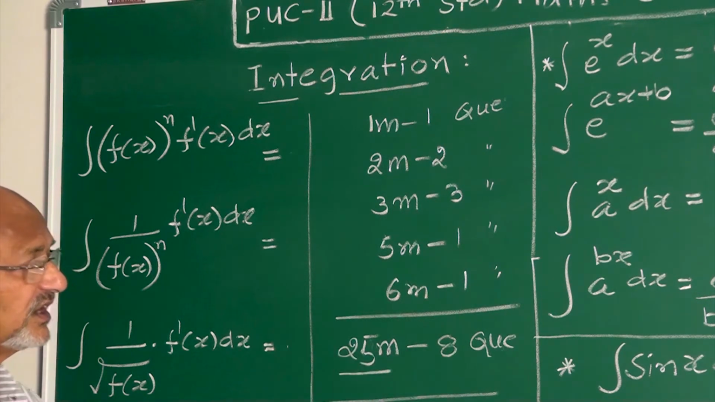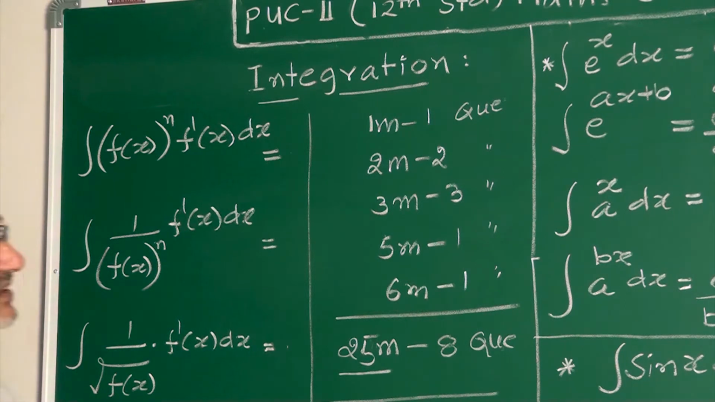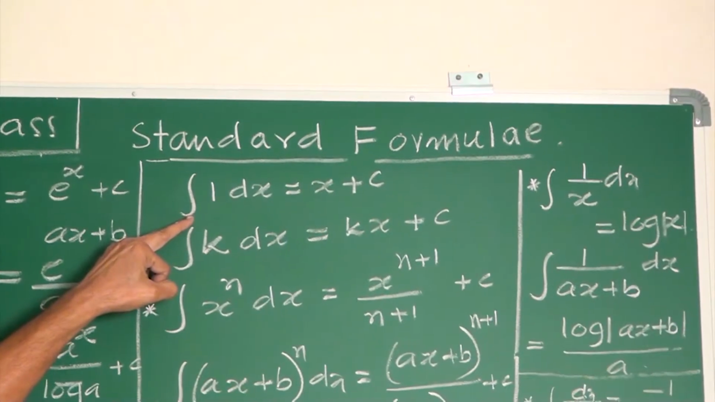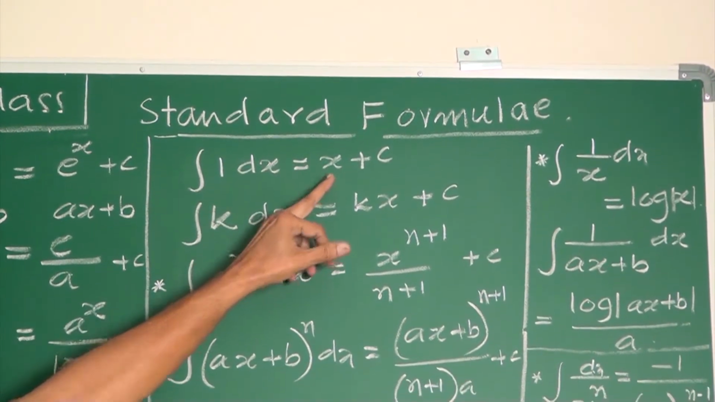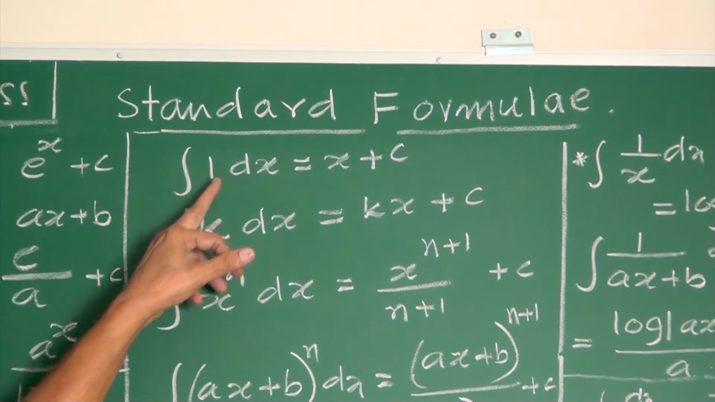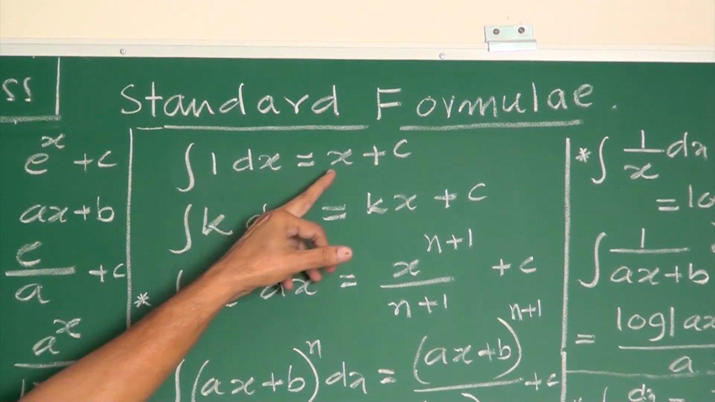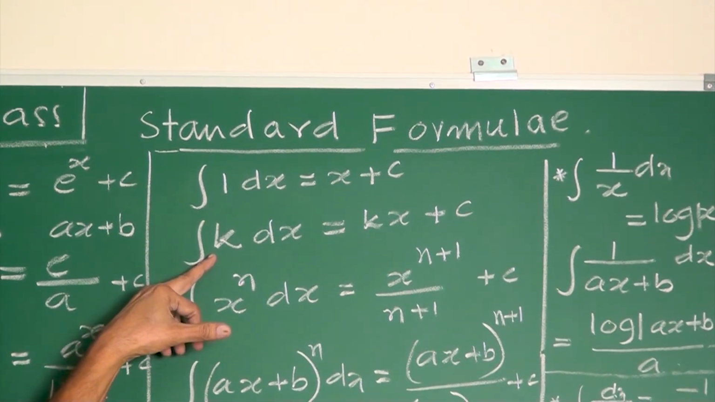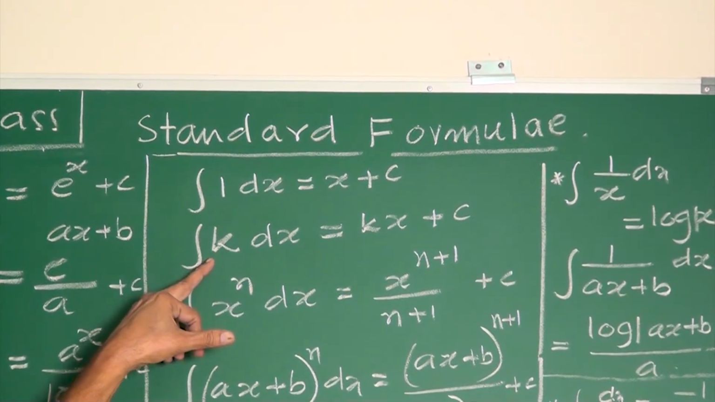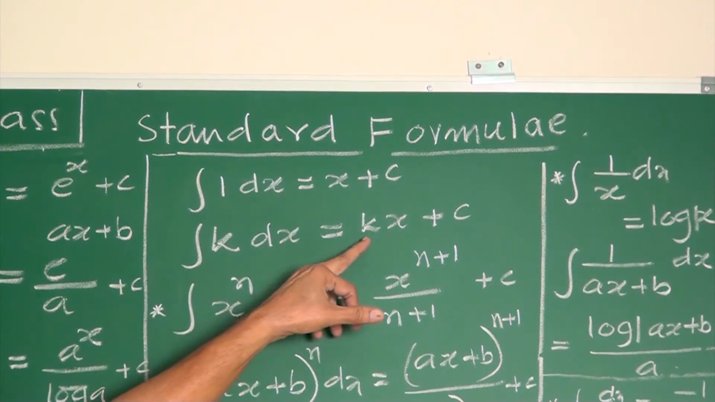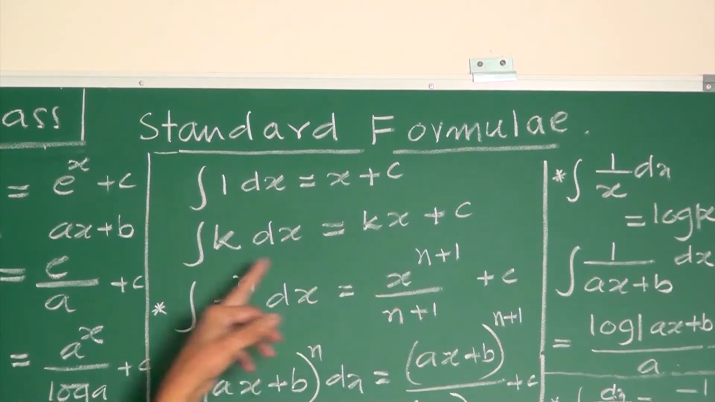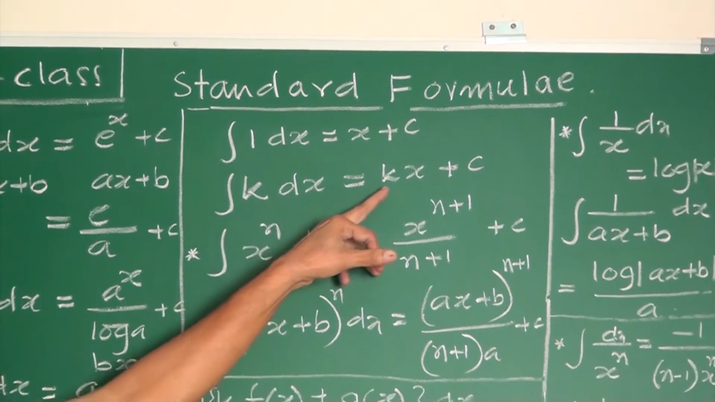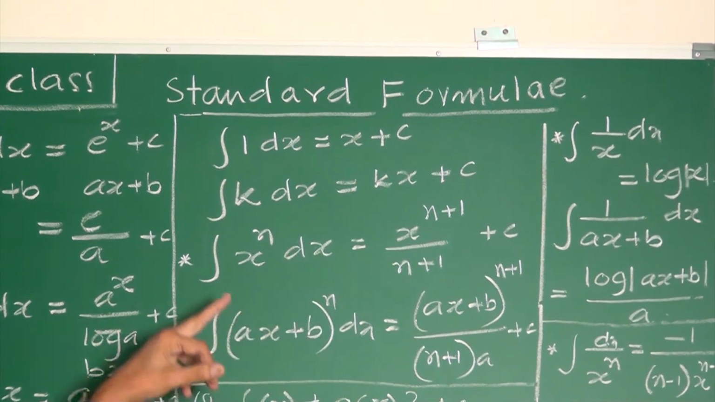Yes, my friends. Now I will explain what the standard formula. Integral of 1 dx, integral of k dx. What is the difference between this and this? This is 1, x other than 1. Other than 1 means what? This k is any constant other than 1. If it is k, k multiplied by x, kx plus c. If it is 5 here, 5x. If it is minus 10, minus 10x, like that, my friends.